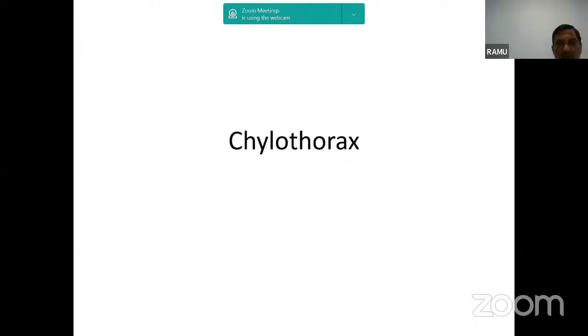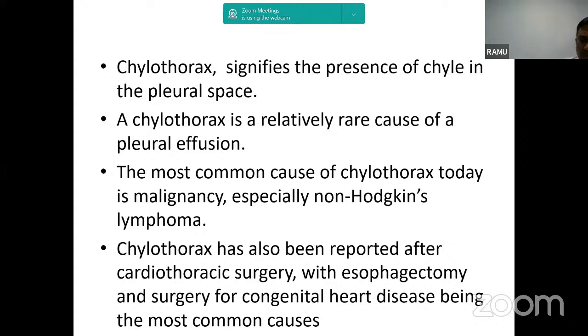Coming to chylothorax. Chylothorax is very rarely seen, but I have seen more than 5 cases. It is basically the presence of chyle in the pleural space. Normally, if it is white and milky initially, before post-op, then it is very easy to diagnose. But if the patient comes post-trauma with chylothorax after 10 days, it is very difficult because the symptoms and the history will be different.